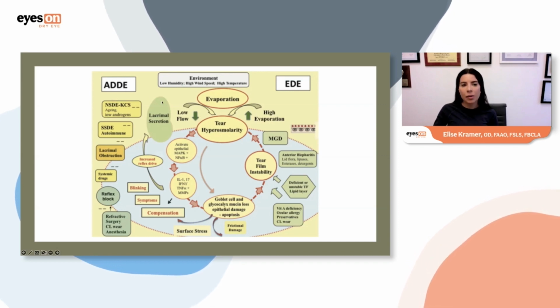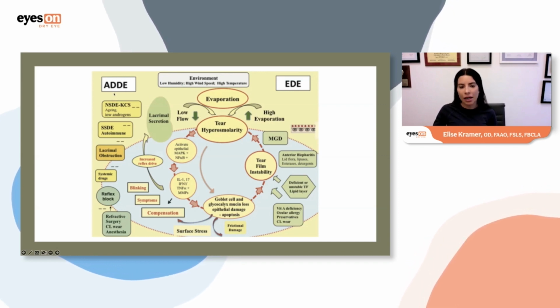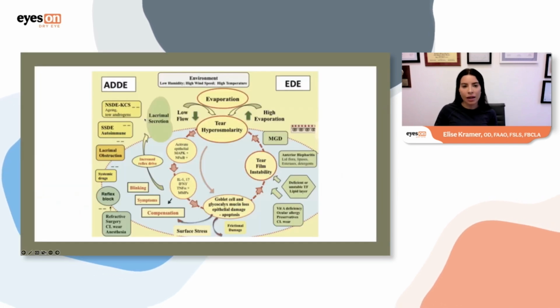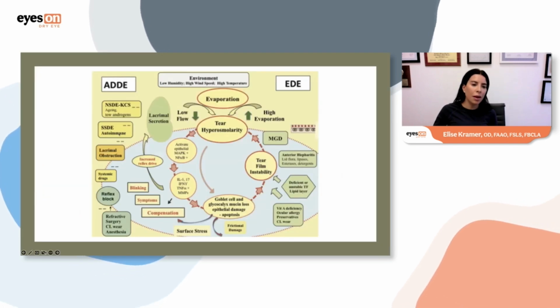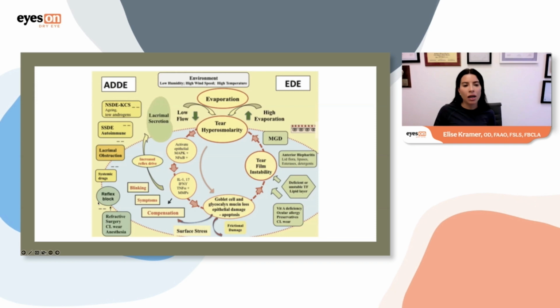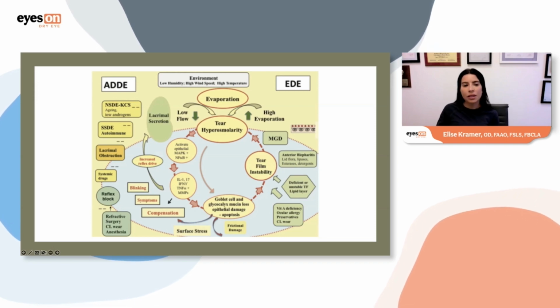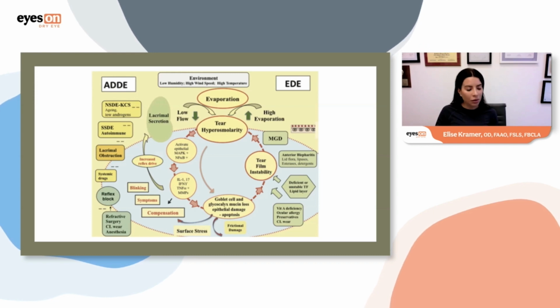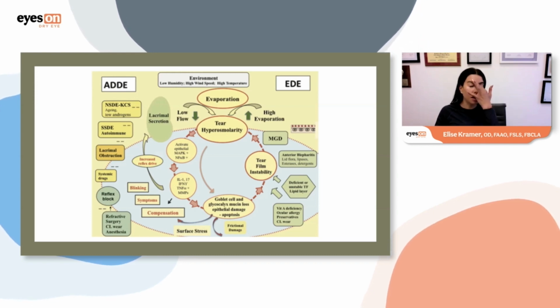So when we talk about aqueous deficient dry eye, we talk about the fact that there's just not enough tears being produced, and there's several different reasons that could happen. One of them is Sjogren syndrome, but there's also refractive surgery and just a reflex block. There's systemic drugs that will decrease tear film production, lacrimal obstruction, autoimmune diseases, and many other different causes.